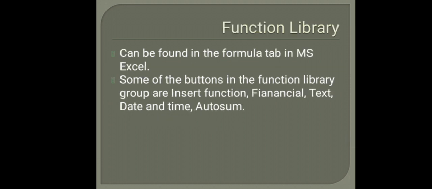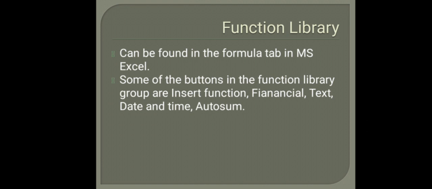Now the next one is function library. The function library can be found in the formula tab in MS Excel. It consists of different functions categorized as per their rules and uses. Some of the buttons available in the function library group are insert function, financial, text, date and time, and auto sum. The insert function button opens a dialog box using which other functions can be searched.